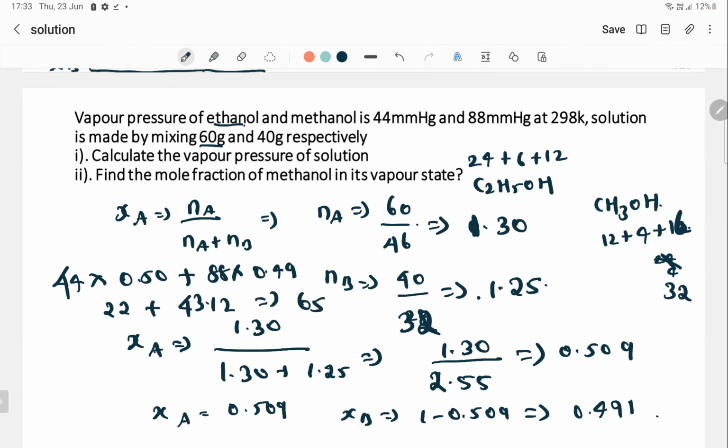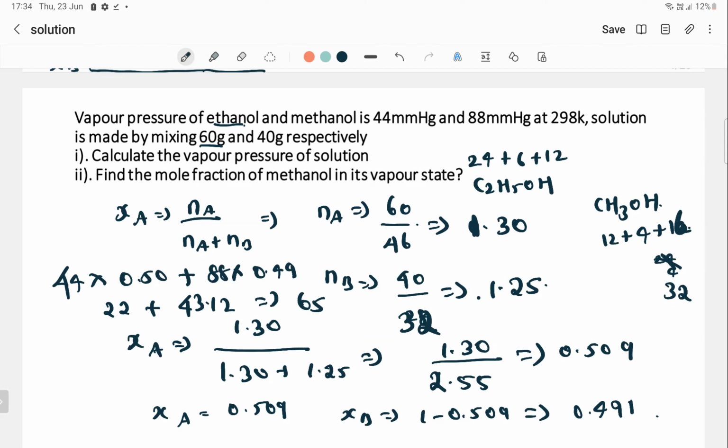How did you get 130? 100. Everyone got this value for P total? Okay, do the next. This is the value. I have substituted 0.5 and 0.49 with the P naught. So this one is P total.